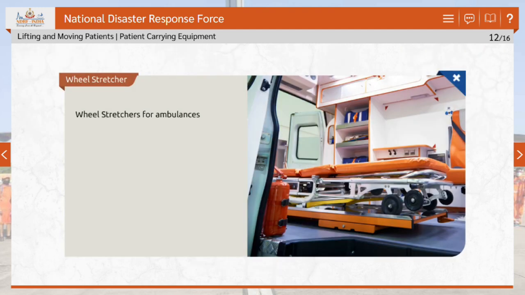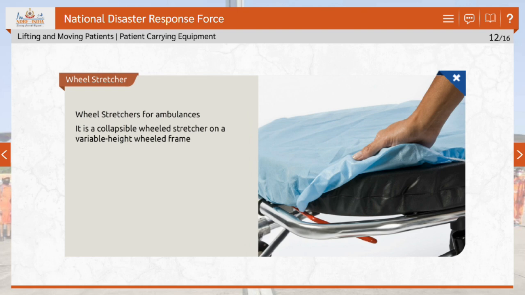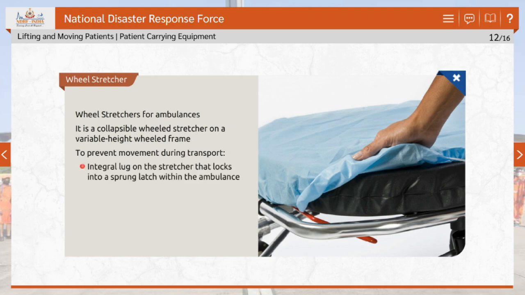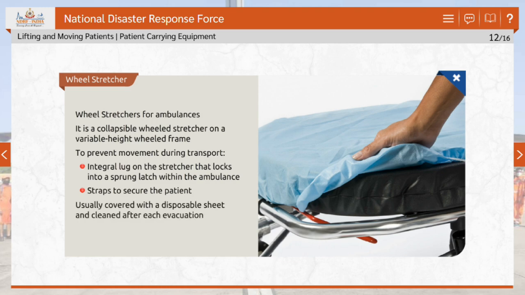Wheel stretchers are used generally for ambulances. It is a collapsible wheeled stretcher on a variable height wheeled frame. Normally, an integral lock on the stretcher locks into a sprung latch within the ambulance in order to prevent movement during transport. It also has straps to secure the patient. The stretcher is usually covered with a disposable sheet and cleaned after each evacuation in order to prevent the spread of infection. Its key value is to facilitate moving patients to hospitals.